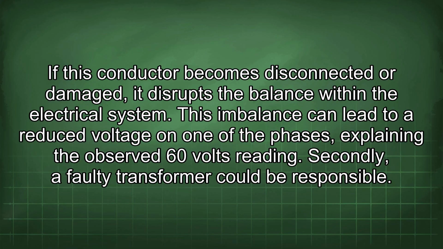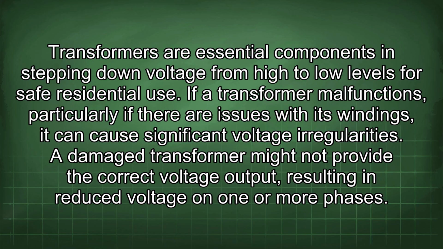Secondly, a faulty transformer could be responsible. Transformers are essential components in stepping down voltage from high to low levels for safe residential use. If a transformer malfunctions, particularly if there are issues with its windings, it can cause significant voltage irregularities. A damaged transformer might not provide the correct voltage output, resulting in reduced voltage on one or more phases.